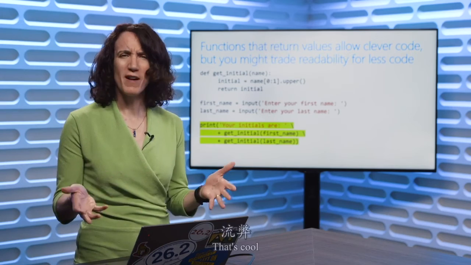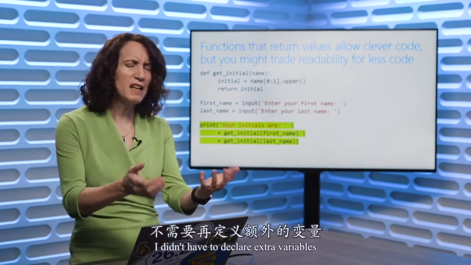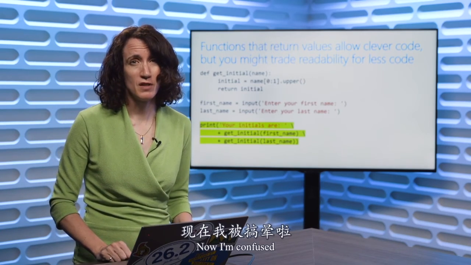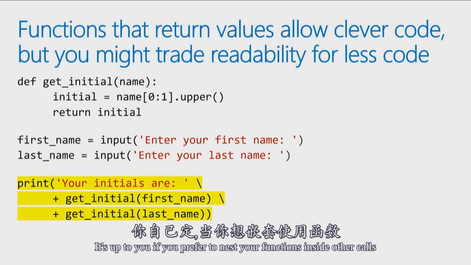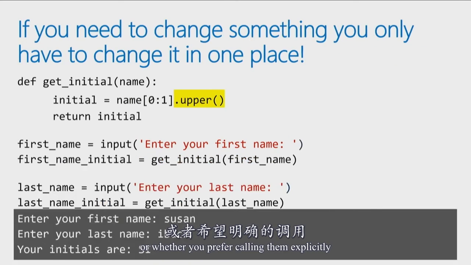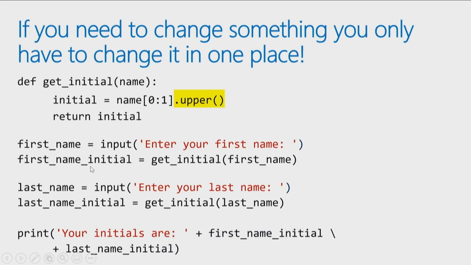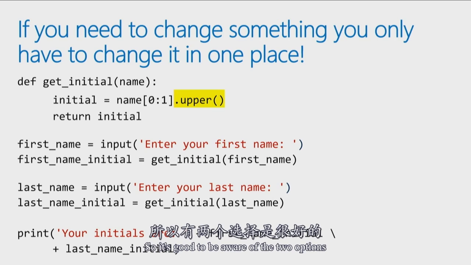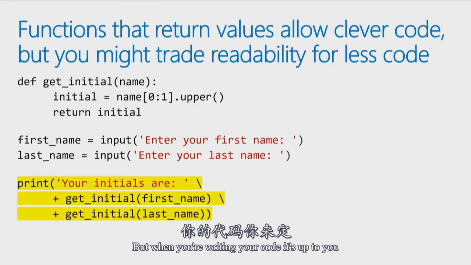Some people look at this and go, oh, that's cool, I love it, it's great. Very efficient, one line of code, I didn't have to declare extra variables. Other people look at this and go, okay, now I'm confused. So really it's a trade-off here. It's kind of up to you if you prefer to nest your functions inside other calls, or whether you prefer calling them explicitly and putting the values into a variable. You're going to see both examples when you're looking at blog posts and tutorials, so it's good to be aware of the two options. But when you're writing your code, it's up to you.